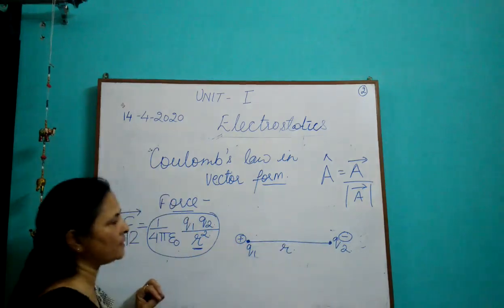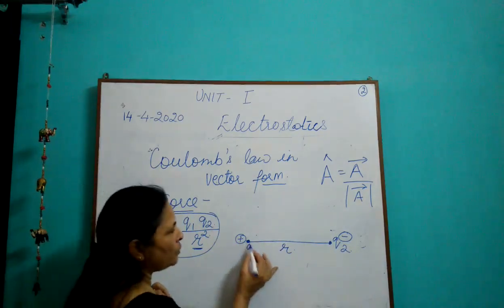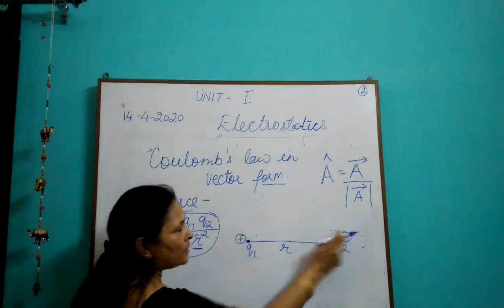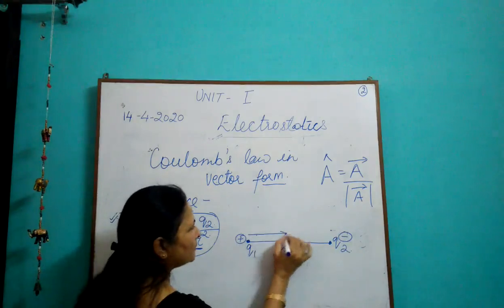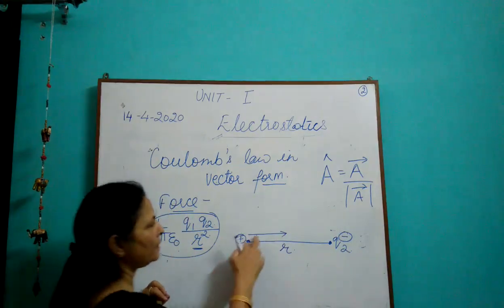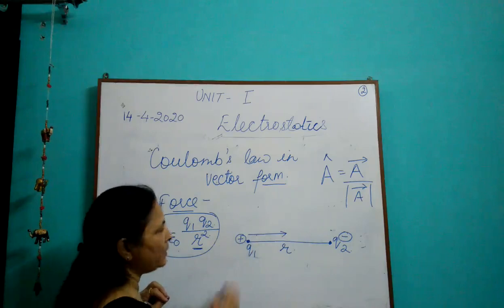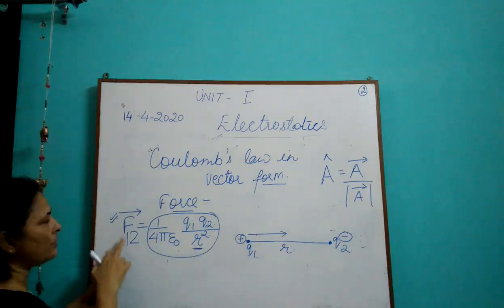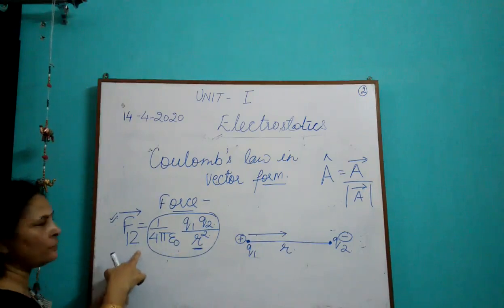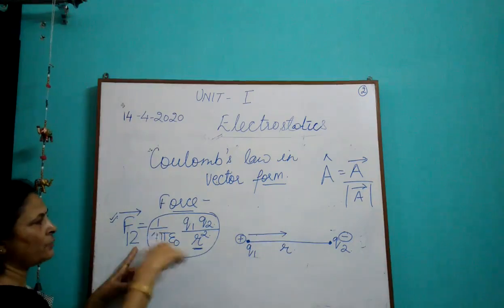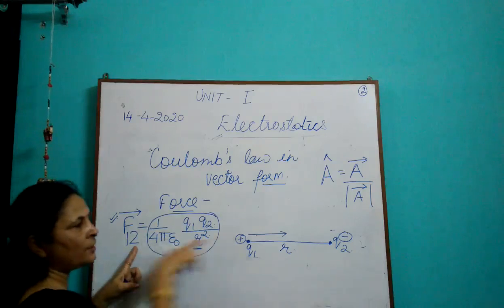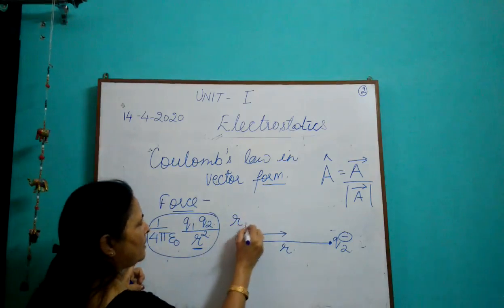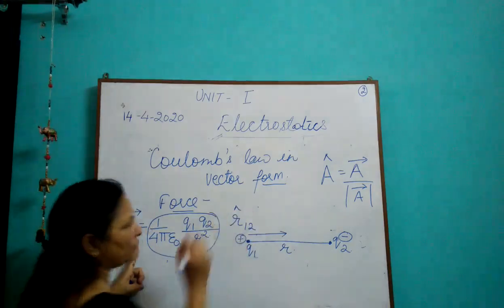Now what is the change now? Just see. Force on charge 1 because of 2. Because of this charge, which is a negative charge, this is going to attract it. Now just see, the direction has changed. Previously it was this way. So what will the change be now here? Force on 1 because of 2. Magnitude is going to remain the same. Now the direction is from 1 to 2, so I can denote it as R12.